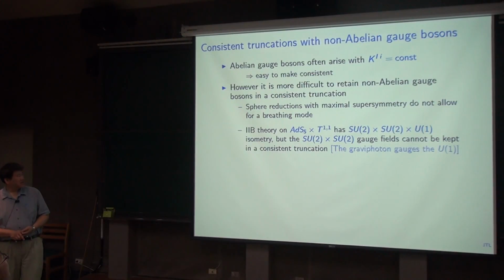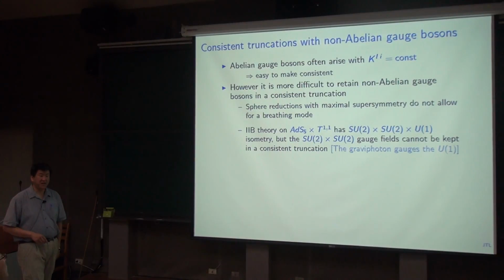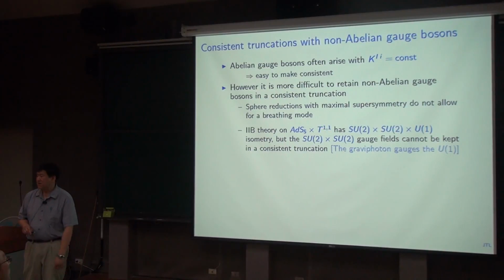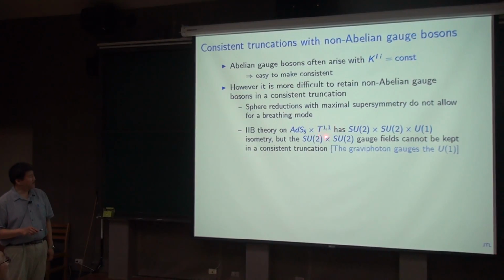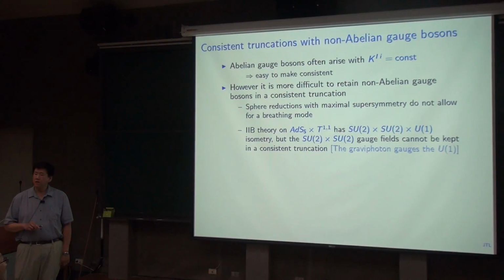If I had something like AdS5 times S5, it turns out I can do something like replacing S5 by T11. That's sort of the base of the conifold. And so the AdS5 times T11 compactification is supersymmetric. T11 is a version of a five-dimensional Sasaki-Einstein manifold. And T11 has SU(2) times SU(2) times U(1) isometries.